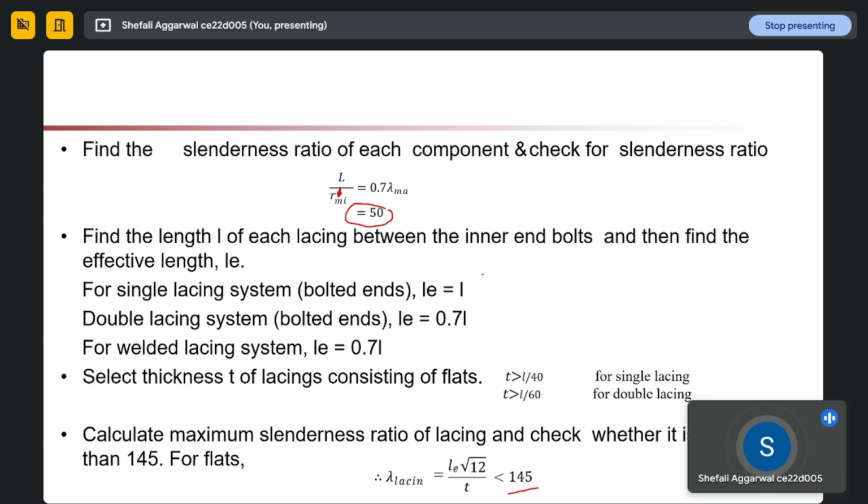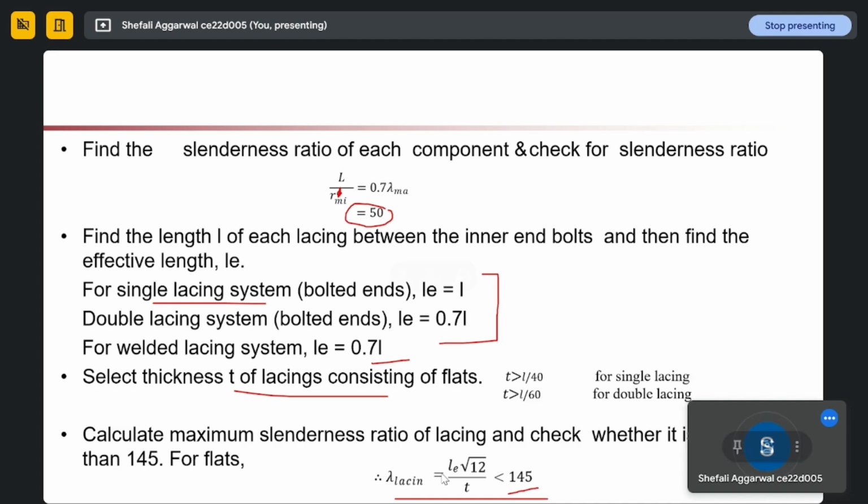And this is what we have seen in the table. If it is a single lacing system bolted, then L effective is equal to L. If it is a double lacing system, L effective is equal to 0.7 L. And for welding, it is 0.7. Same, all the formulas we have seen before. Then we will calculate the thickness based on our type of lacing system, and then we will calculate our slenderness ratio based on this formula.